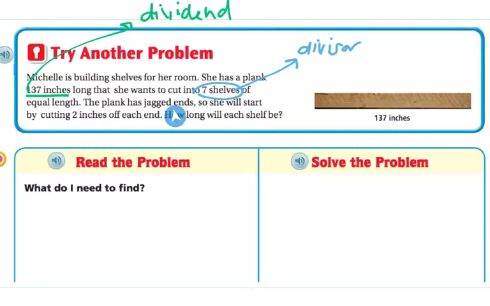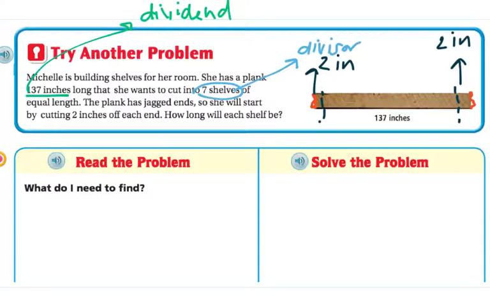It says the plank has jagged edges. So students, I'm going to draw jagged edges in here. Jagged edges mean that those aren't smooth. So it says she will start by cutting off 2 inches off the end. So I'm going to make a little dashed line, and I'm going to label 2 inches and 2 inches, because we know before she cuts up the board, she wants to smooth off those edges.